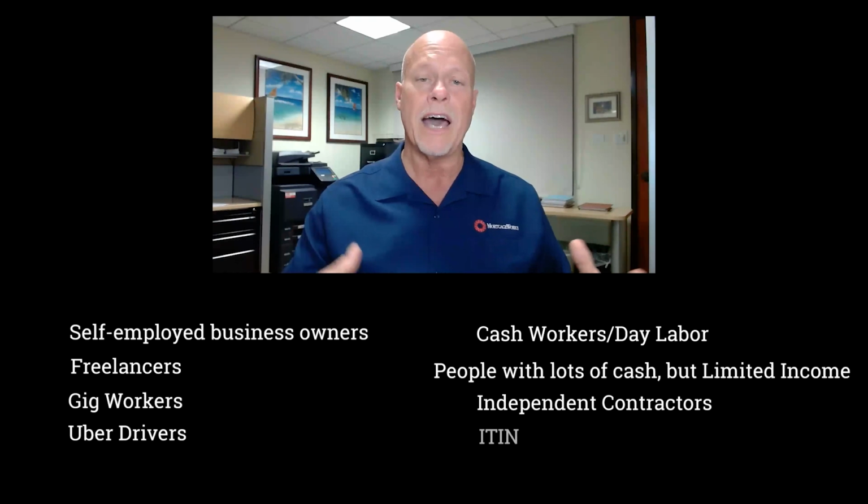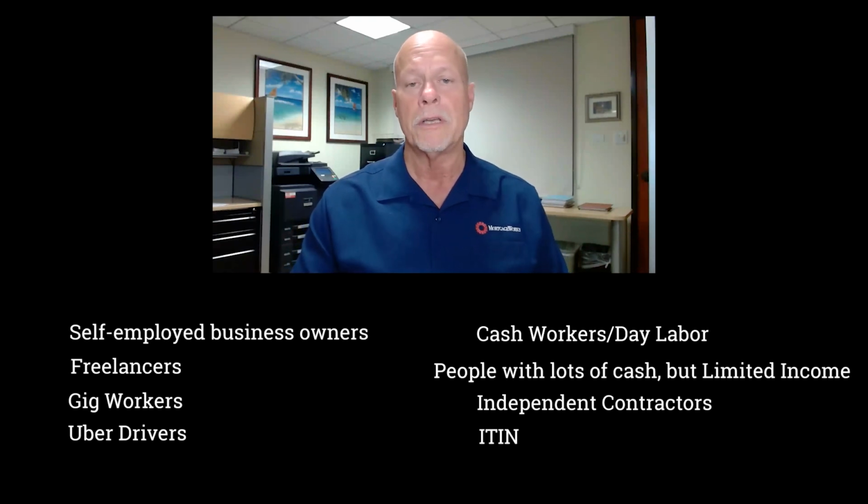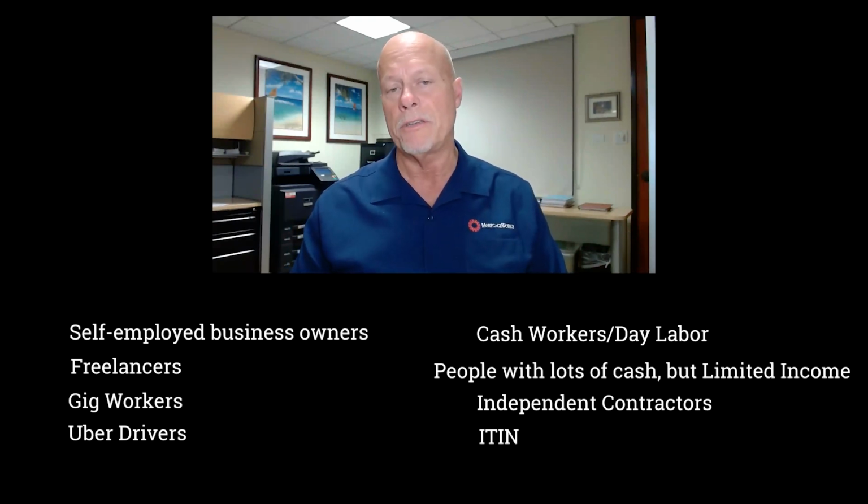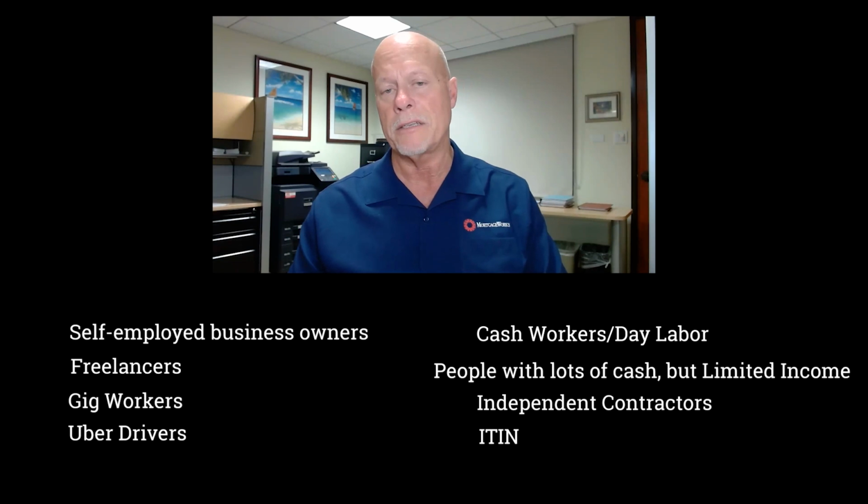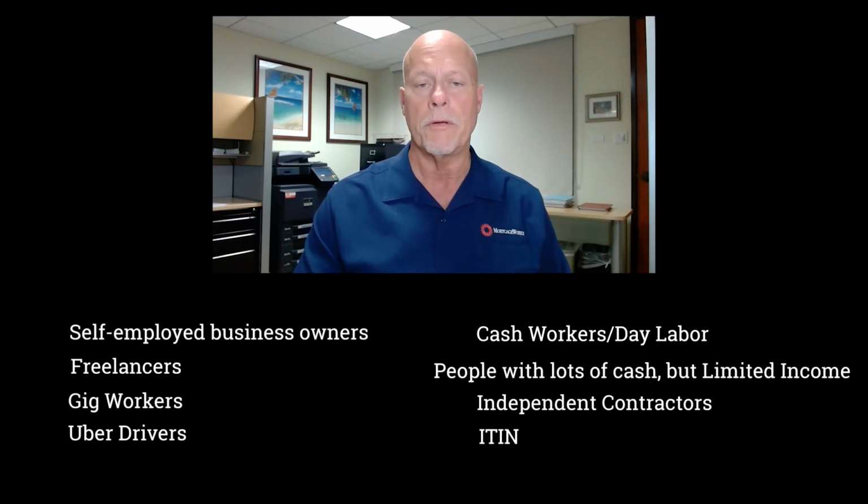And of course, then there's the ITIN borrowers. Those are borrowers who have a taxpayer identification number for purposes of paying taxes, but they don't have a Social Security number. So the non-QM space serves all of those types of borrowers who otherwise would be shut out of any sort of reasonable mortgage financing to purchase and own a home.